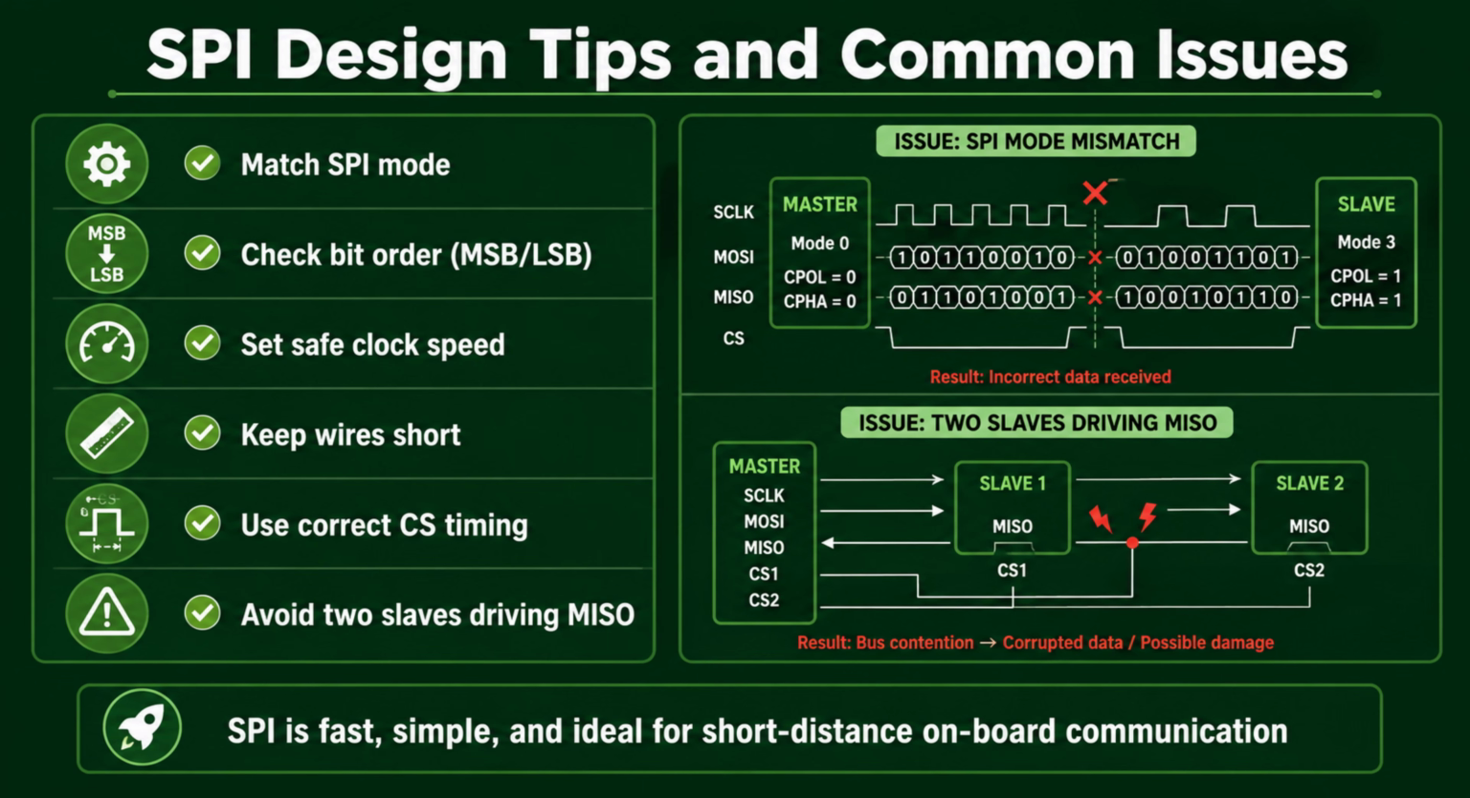Keep SPI tracks or wires short, especially for high-speed communication. Long connections increase ringing, noise, and timing errors. Check the chip select setup and hold times given in the datasheet. Finally, make sure that only one slave drives the MISO signal at a time. SPI is fast, simple, and highly effective for short-distance communication between devices on the same circuit board.